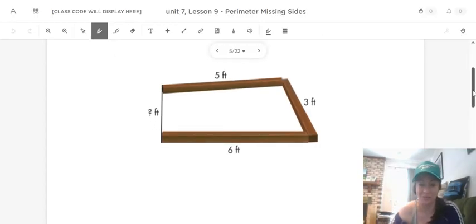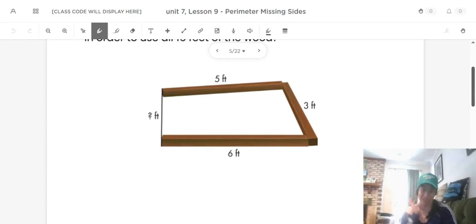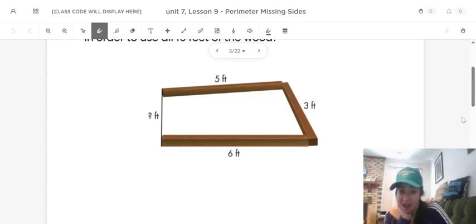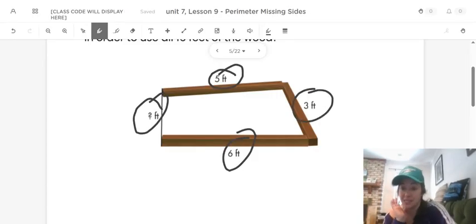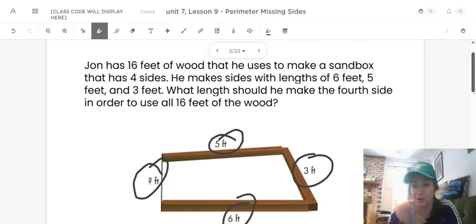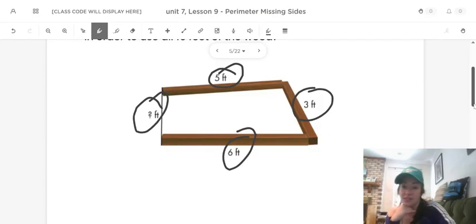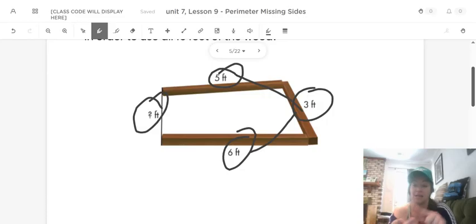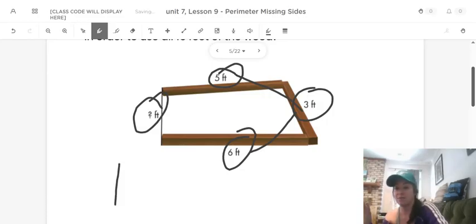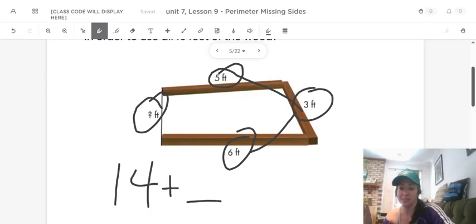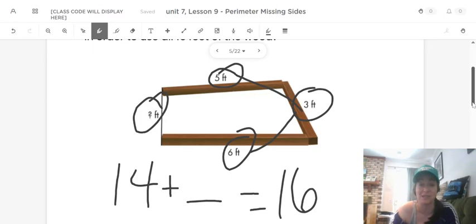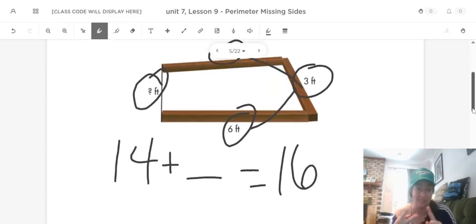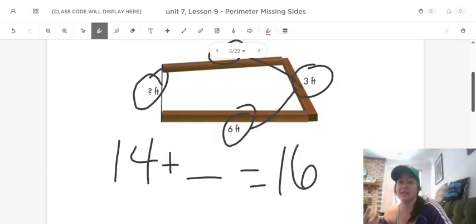All right, I'm going to assume that you have now paused the video, you've solved it, maybe you've shared some ways that you solved it. This is what I would do. I know that if I add this, this, and this together, plus this, I'm going to get the perimeter, which is 16. All right, so I know that 6 plus 3 is 9. 9 plus 5, 9, 10, 11, 12, 13, 14. Now I have 14. So 14 plus something is going to get me 16. That should be pretty easy. 14 plus what equals 16? 14, 15, 16. So my answer is 2.